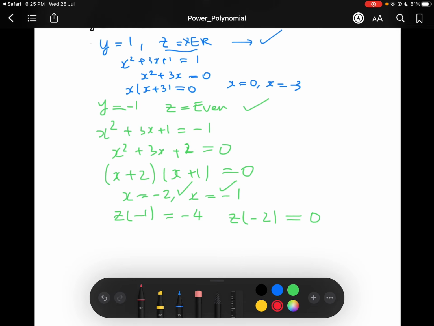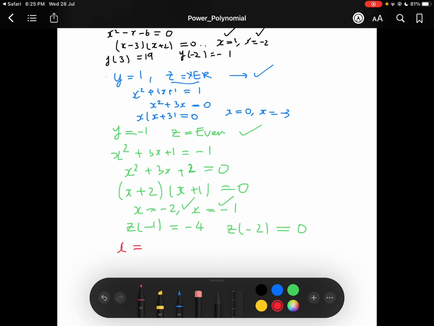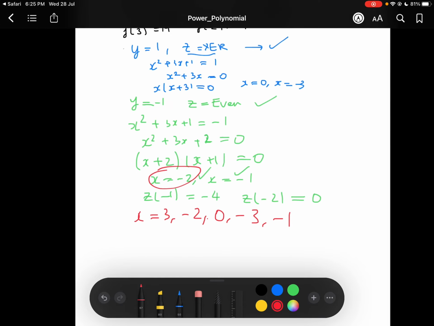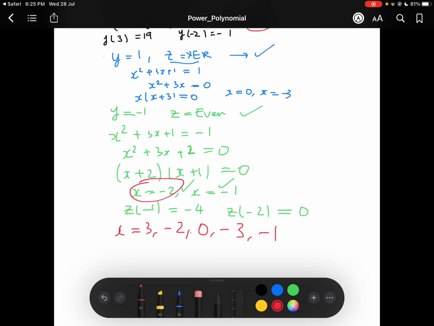So therefore, we can write our total solutions. We have x = 3, x = −2, x = 0, x = −3, and x = −1, because −2 is a repeating solution. We have x = −2 here and x = −2 here. So we have 5 real solutions to this equation: x = 3, x = −2, 0, −3, and −1.